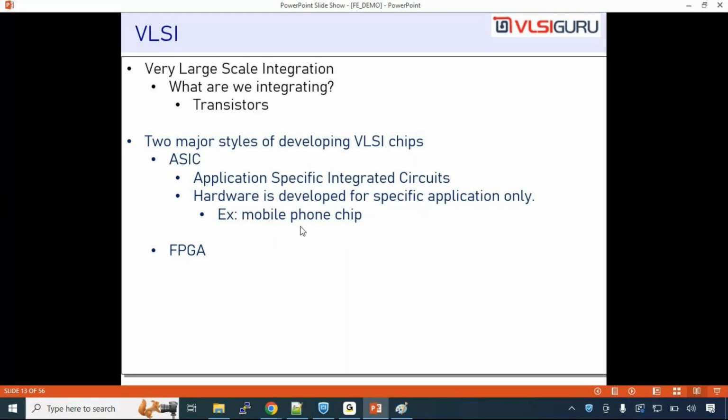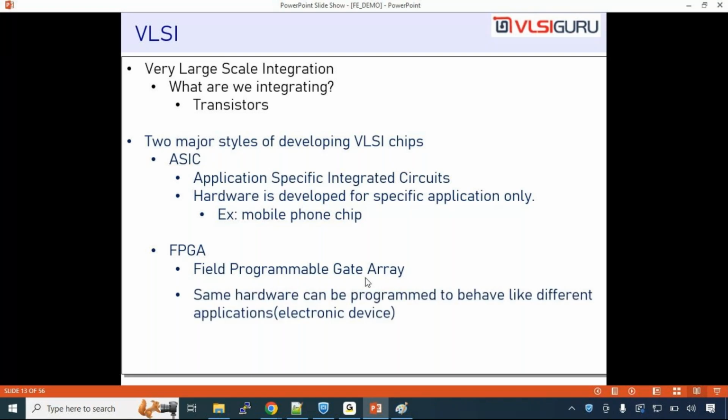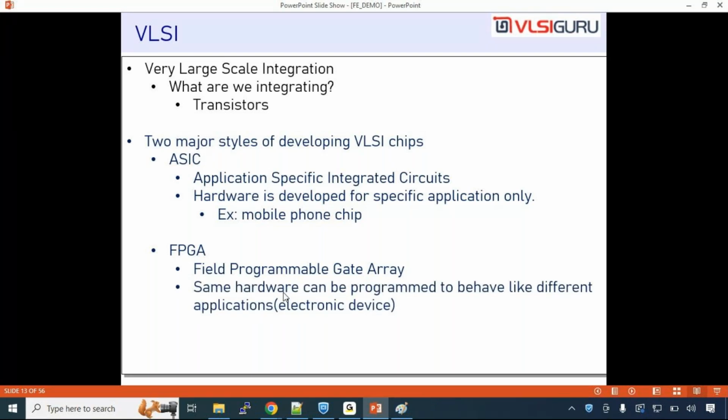Example: mobile phone chip, router chip, consumer electronic chip, anything, right? What does FPGA stand for? Field Programmable Gate Array. The same hardware can be programmed to behave like different applications. As I told you, you take a Spartan 6 board or any FPGA board. It can be programmed to behave like one specific hardware. The same FPGA board can be made to behave like a different application.